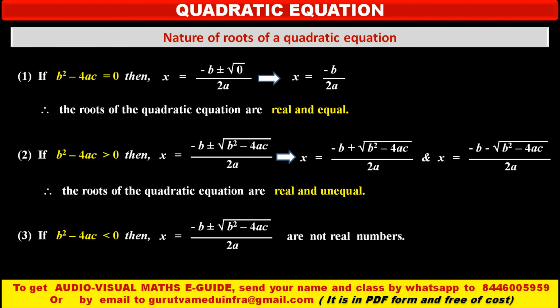So these roots are not real numbers, and therefore we can say the roots of the quadratic equation are not real. If b square minus 4ac is less than 0, that means if the discriminant is negative, then the roots of the quadratic equation are non-real. So students, like this we can determine the nature of roots of a quadratic equation by using the value of the discriminant b square minus 4ac.